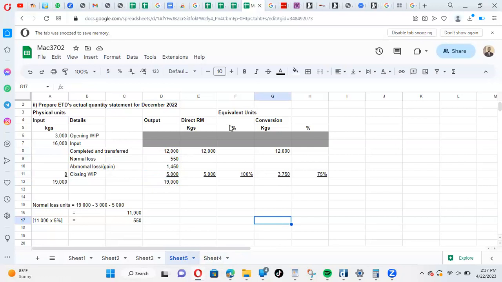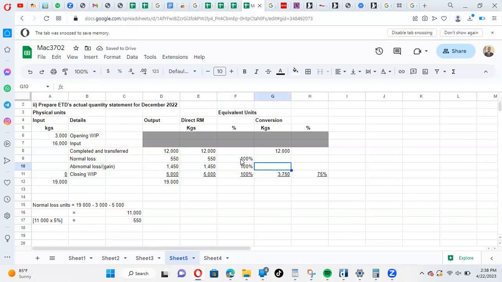All right, but what about in terms of direct materials now? In terms of direct materials, these are generally going to be the same because we are dealing with materials. Materials are materials, right? Materials will always be materials. So these amounts here are the same, and we expect that they are going to be 100%.